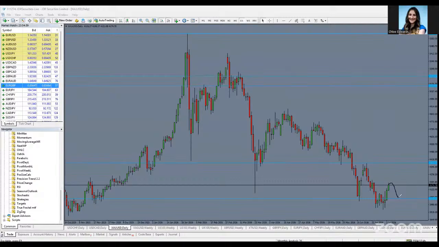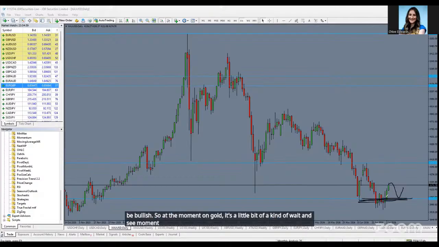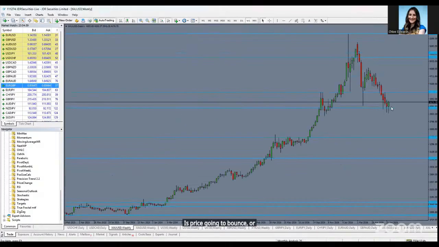But if price comes down to that level and bounces again, then I will definitely be bullish. So at the moment on gold, it's a little bit of a wait and see moment because of the fact that we are at this horizontal level and it just remains to be seen exactly what is going to happen here. Is price going to bounce or is it going to break?